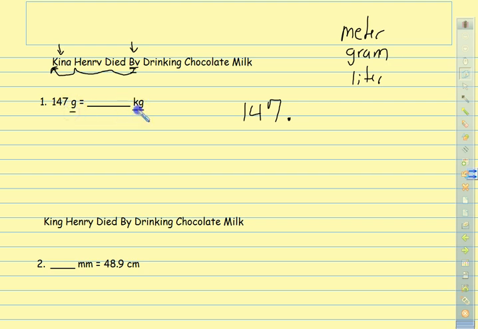It says grams to kilograms, so that's where we're going. So move it 3 times to the left. 1, 2, 3. So now my answer to this is 147 thousandths. Okay?